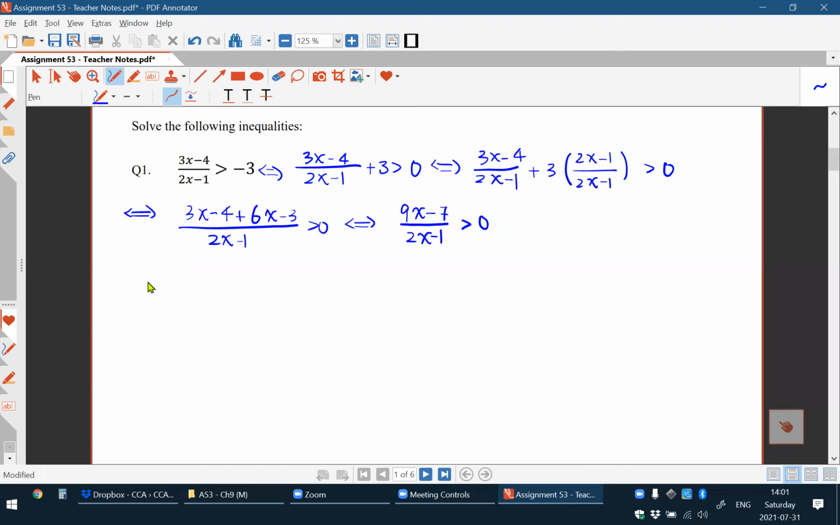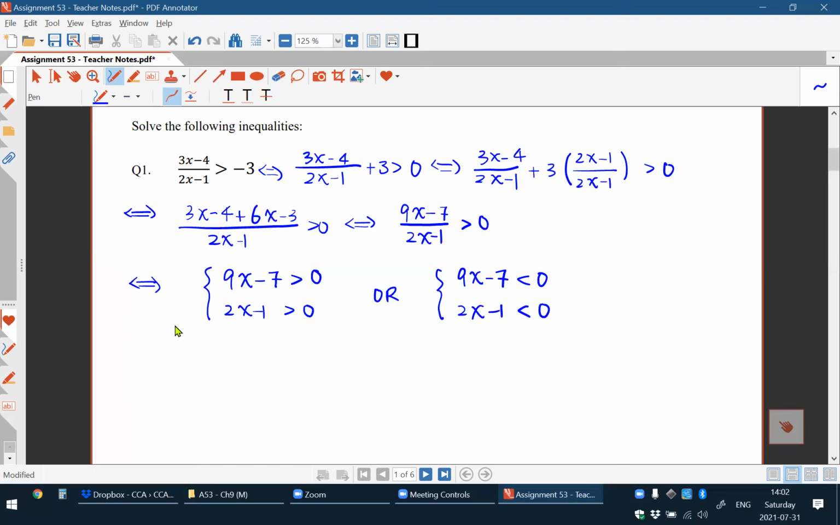That means we can either have both the numerator and denominator positive, or both the numerator and the denominator negative, right? So the original inequality is equivalent to, first case, positive numerator and positive denominator, right? Or we can have negative numerator and at the same time negative denominator, right? Okay, so now we only need to solve these two cases separately.